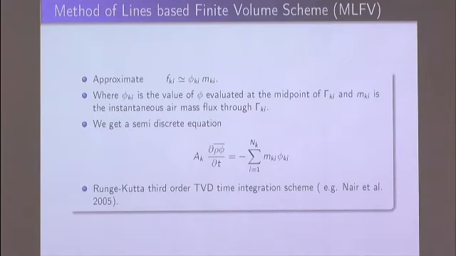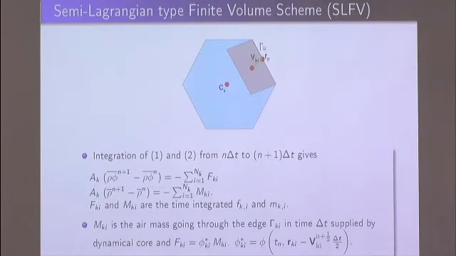In the second scheme, which is called the method of lines based scheme, we approximate the small instantaneous fluxes with the instantaneous value of the mass and the value of the tracer mixing ratio at the midpoint Rki of that edge.